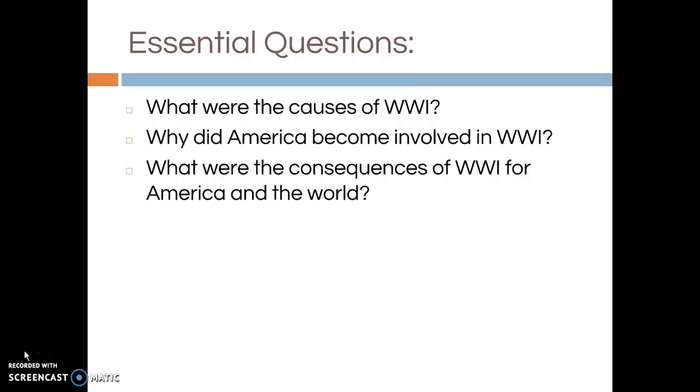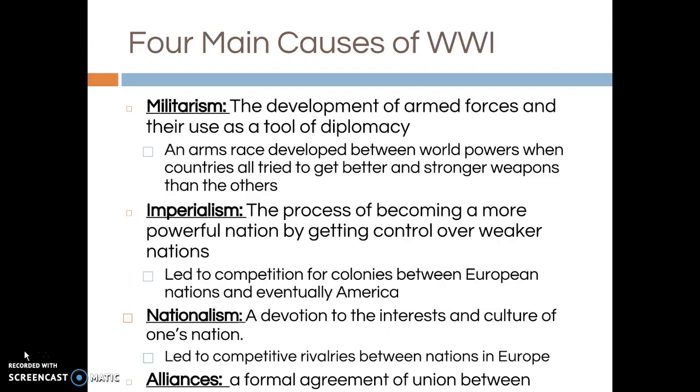So we're going to look, from the Americans' perspective, at the causes. We're going to look at why we became involved and what the consequences of World War I were for us and for the world. I'm not going to talk about these; we already talked about the main causes. This is a little bit different order: militarism, alliances, imperialism, and nationalism.